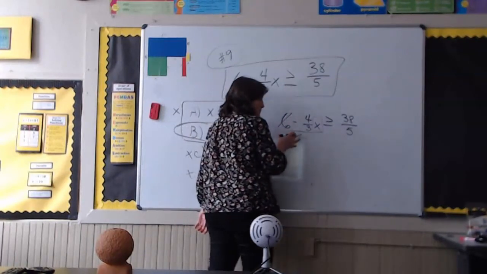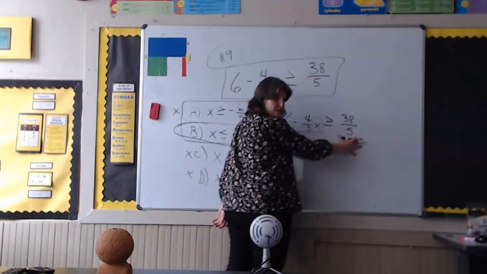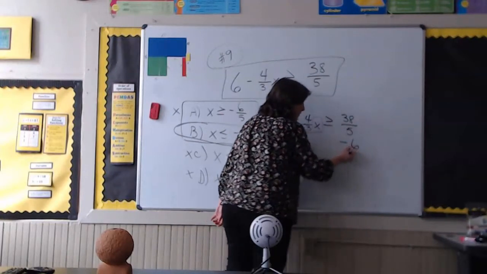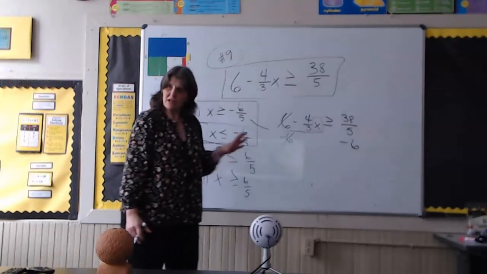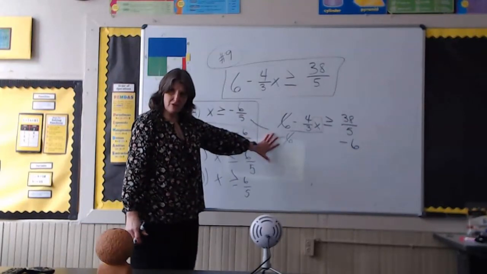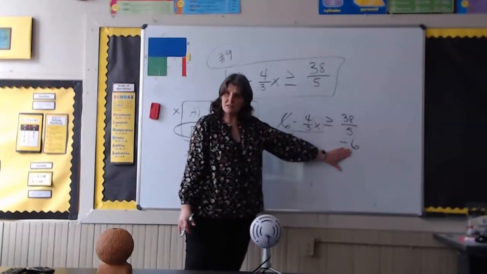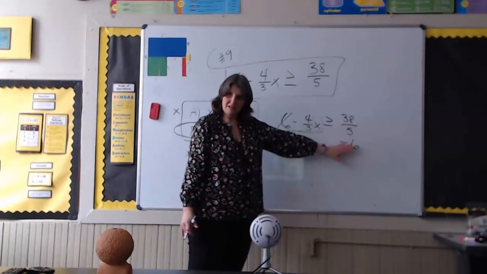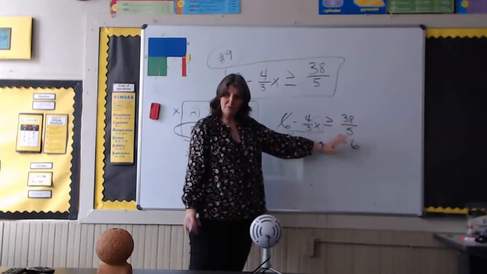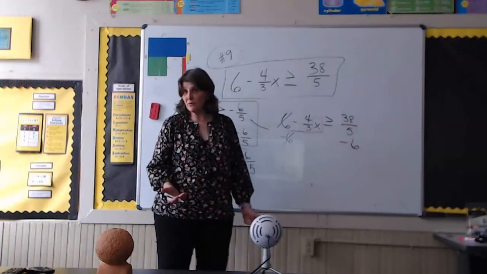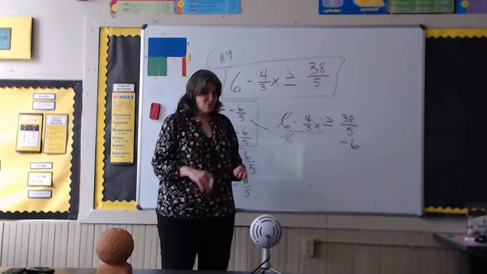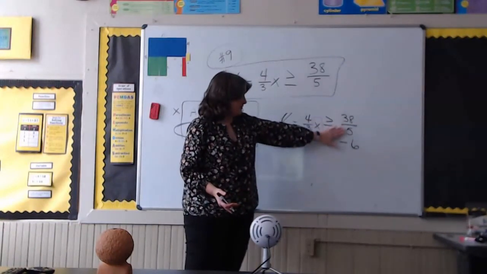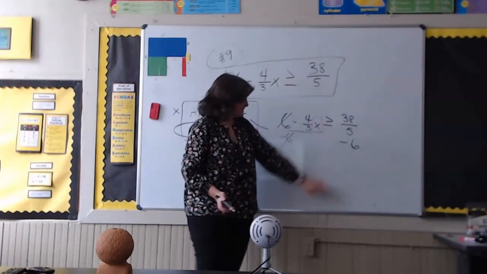But I can't do that on this side without doing the same thing on this side. So on this side, I'm going to also need to subtract 6, because I subtracted 6 over here. This part would be trying to remember those rules about fractions. This would be where I would say, put this in your calculator. 38/5 subtract 6.